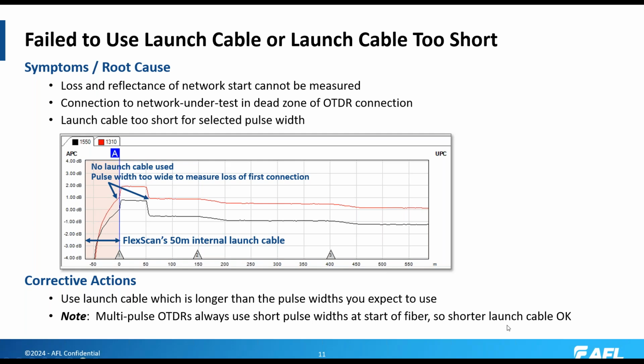As I said, multi-pulse OTDRs always use short pulse widths at the start of the fiber, so a shorter launch cable is okay. AFL recommends the use of a 150 meter launch cable for networks that are even up to 50 kilometers long.